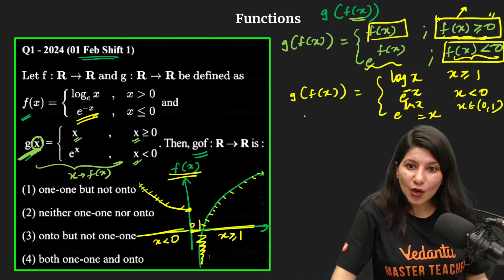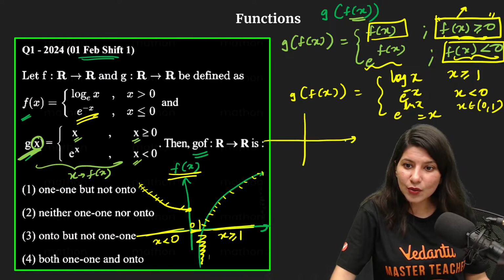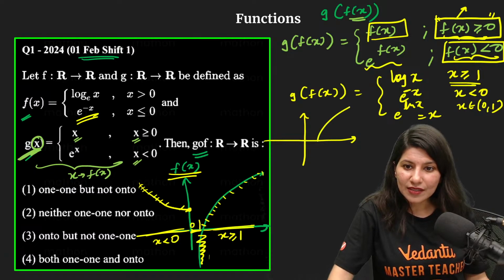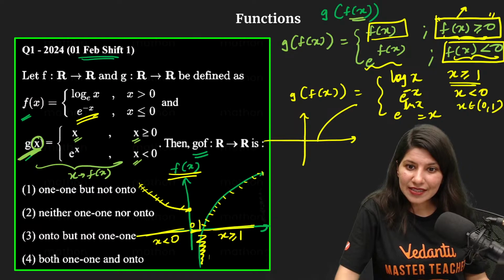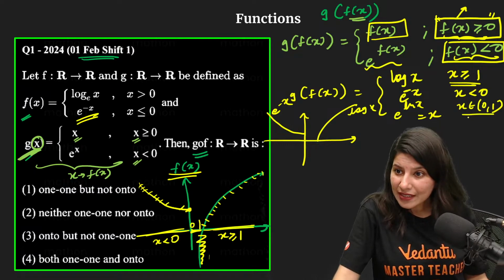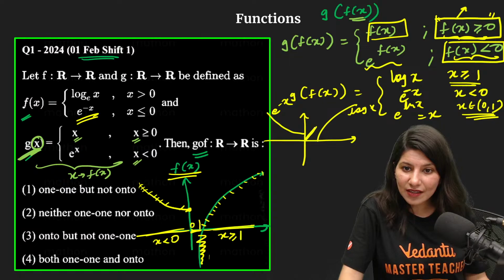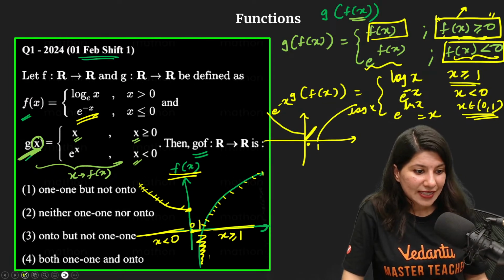Now you just plot the graph of g of f of x. For x greater than 1, you have log x, so this is how your log x looks. For x less than 0, you have e raised to power minus x, so this is how e raised to power minus x will look. And for x from 0 to 1, you have just x. That means this is the graph y equals x between 0 and 1. This is your g of f of x.